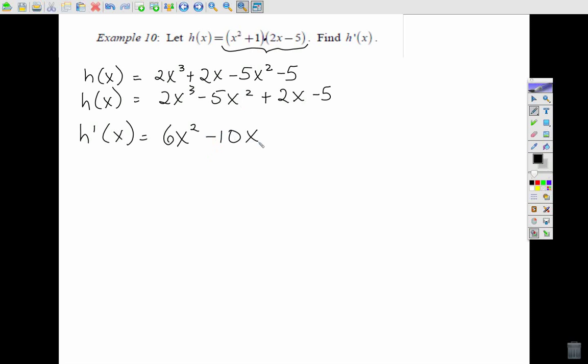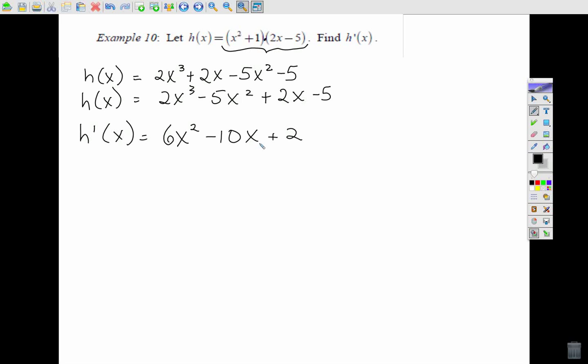Did you get it? I hope so. 6x squared. What is the derivative of minus 5x squared? Minus 10x, negative 10x. What is the derivative of 2x? It is simply 2. What is the derivative of negative 5? It is simply 0. This is our answer. That's it. That's all we have to do, okay?